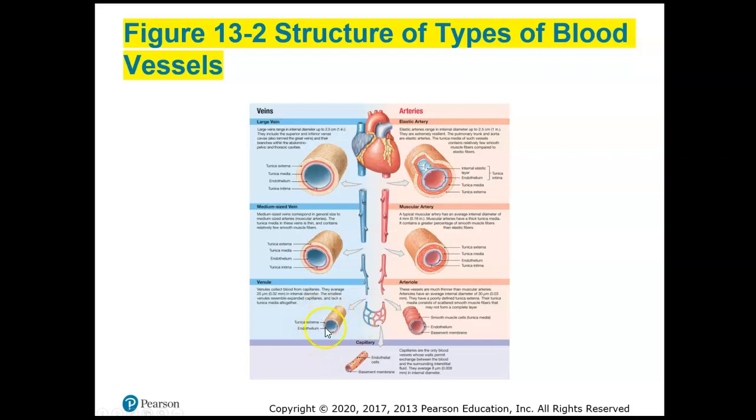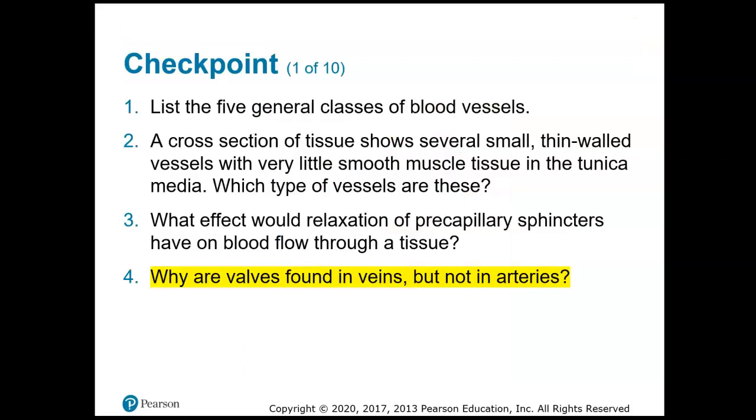And really, when you get to the venules, there's no tunica media, there's no muscular layer at all, and the arterioles still do have some smooth muscle. Capillaries are composed only of endothelial cells and a basement membrane, so it's really just simple squamous epithelial tissue that forms what we call the endothelium. It's just a single layer of cells that form capillaries because they're very, very small.